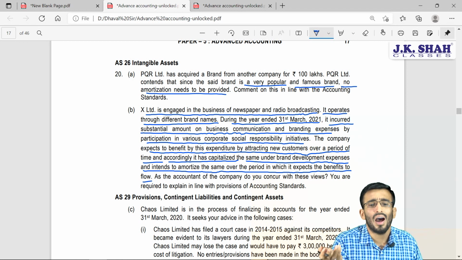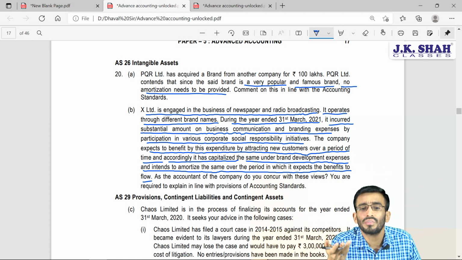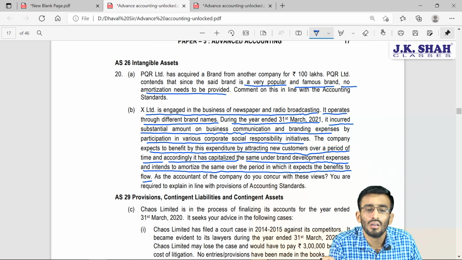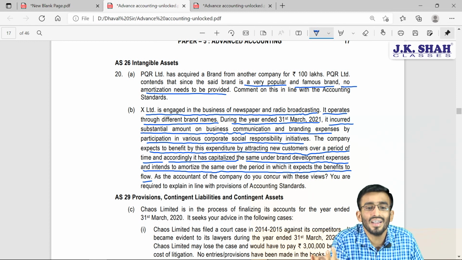First of all, how can they capitalize this expenditure? What intangible asset is created? First of all, we have to see the recognition criteria of the intangible asset also. We cannot even determine the cost of the intangible asset here, which we need to amortize over a period of maximum 10 years. So here, which intangible asset has been created?